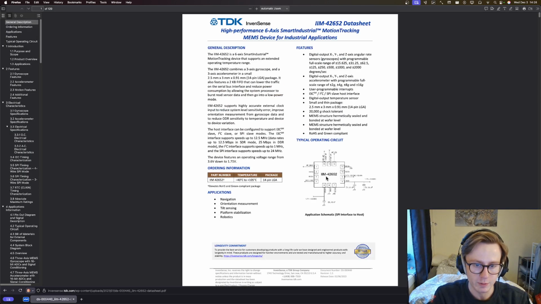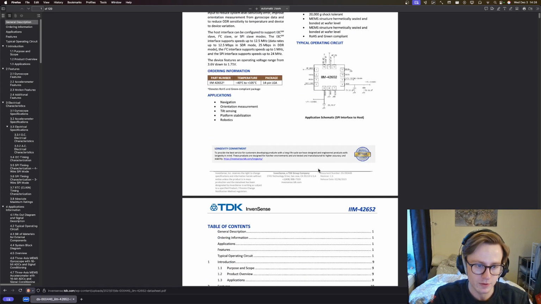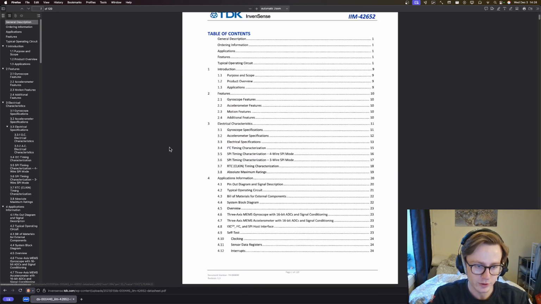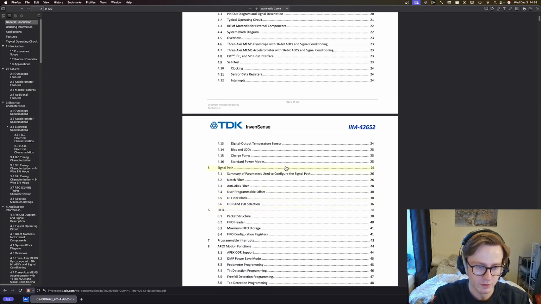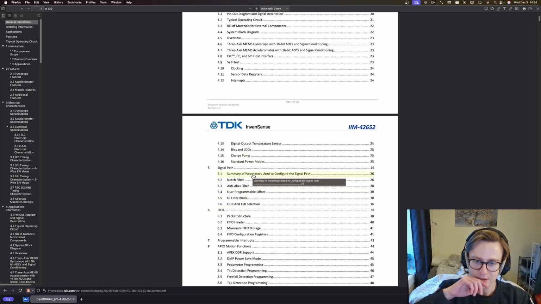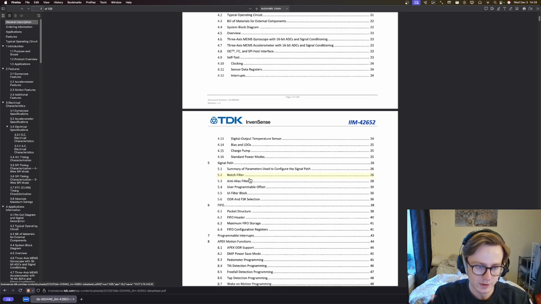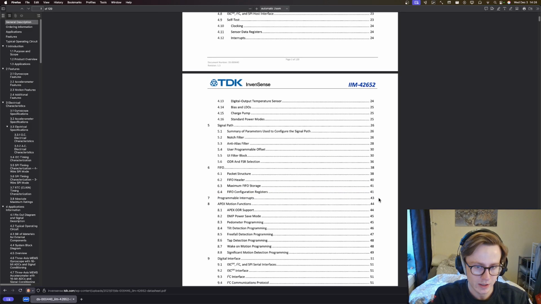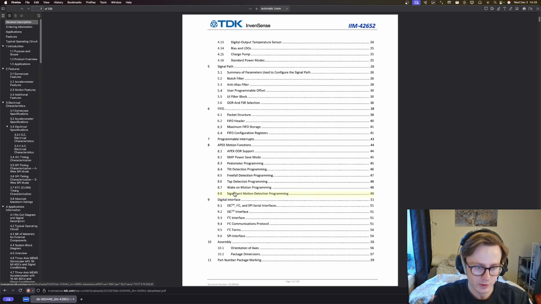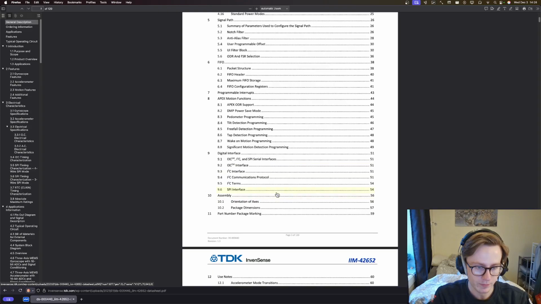Okay, so the sensor is an IMM 42652. This is an IMU sensor, inertial measurement unit. It's a sensor that measures the acceleration and angular velocity. Maybe angular momentum, I'm not sure. I haven't gotten to that part yet.